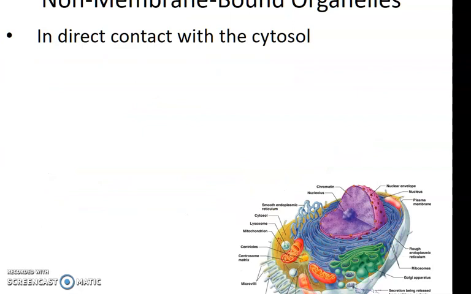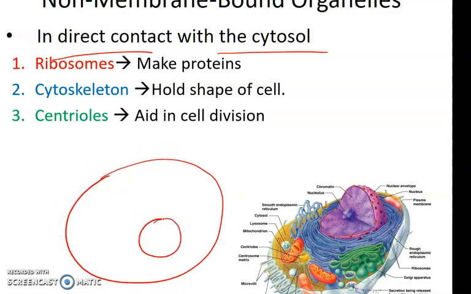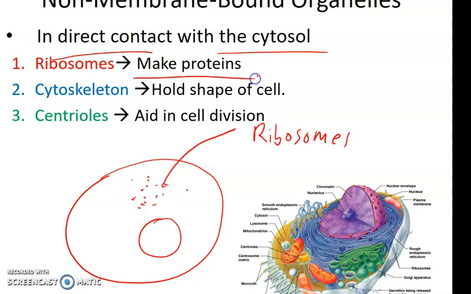Non-membrane bound organelles are in direct contact with the cytoplasm. And there's 3 of them. So here's our cell. Here's our nucleus. And ribosomes are fun to make. Now, these are going to make proteins that stay in the cell. So the free ribosomes make enzymes, or they make things that stay in the cell.